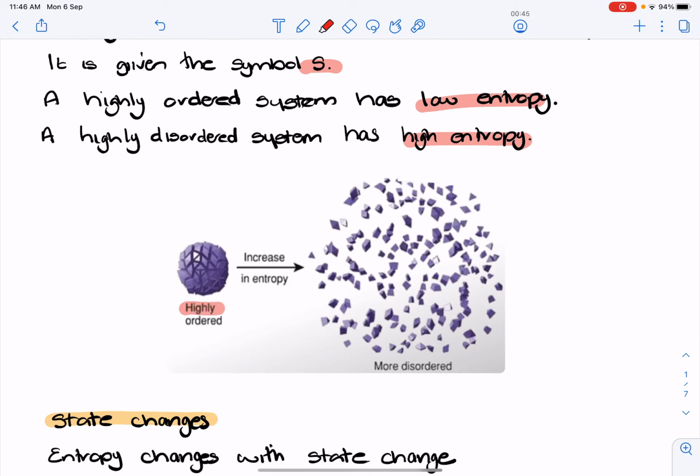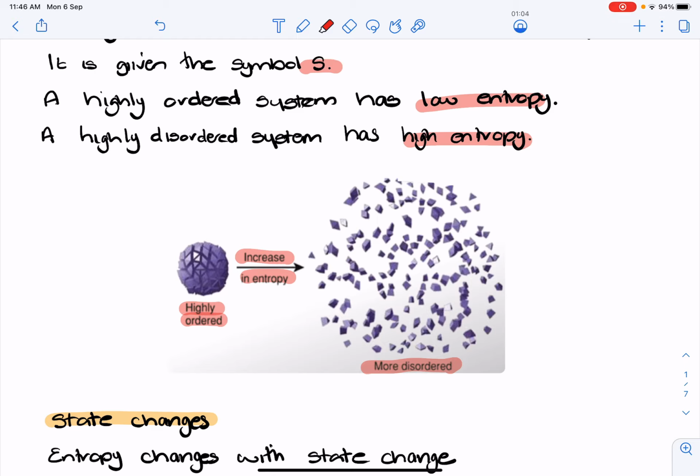You've got a highly ordered system here, which is going to have a low entropy. If this thing here breaks up into individual pieces, there'll be more disorder in those individual pieces. So that's going to have a high entropy. So there's an increase in entropy going from this ordered system to this more disordered system.